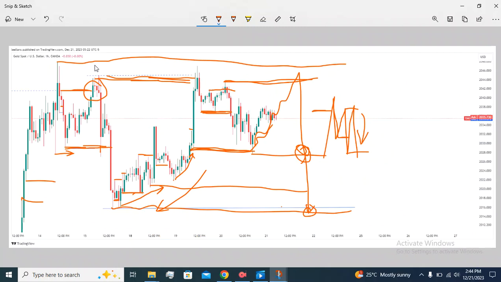Let's drop down still on the lower time frame, this one of the 1 hour, and see what exactly this market was doing around this place, and what it is doing around here.